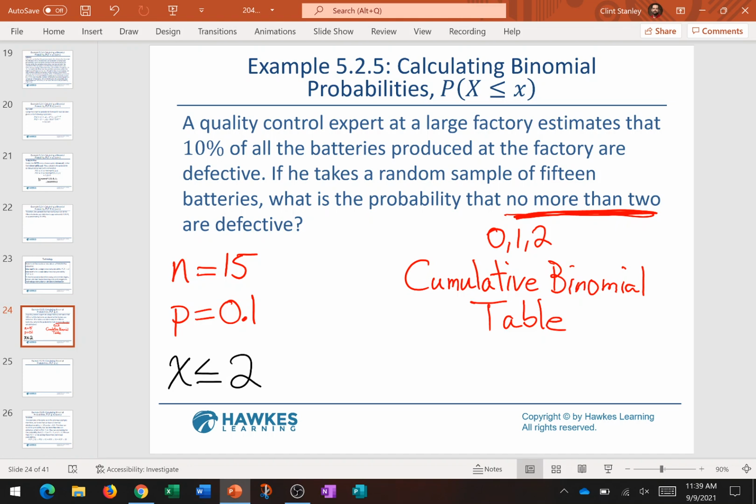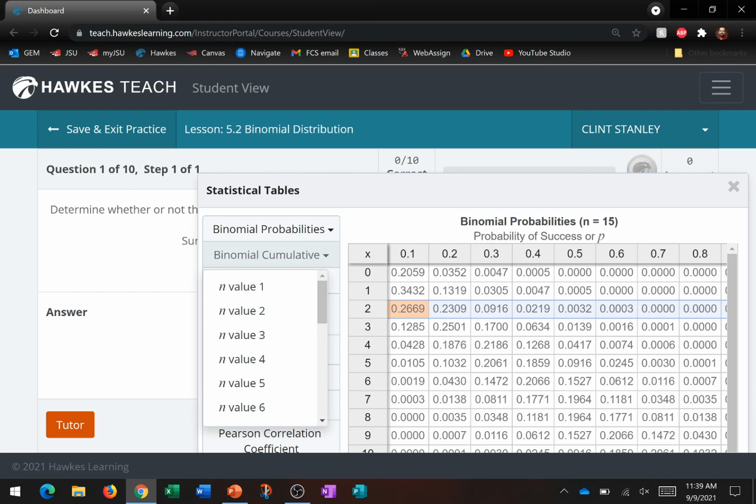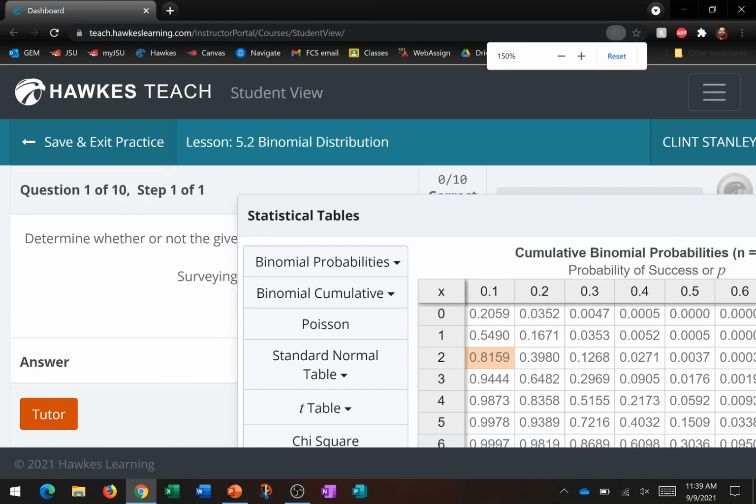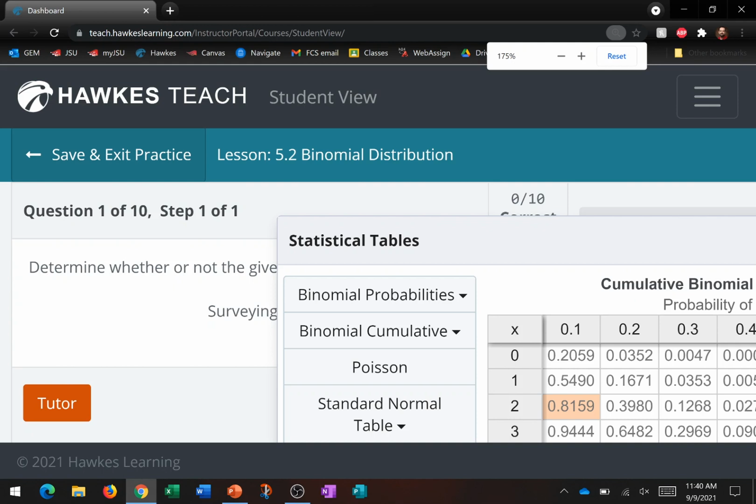So we're going to go to n of 15, p of 0.1, and we're going to look up 2, because that's going to give us 2, 1, and 0 added together. So cumulative binomial table, n of 15, p of 0.1. This time we're going to look at 2. And our probability there is 0.8159. You don't have to add anything. It's already added because we're in the cumulative table. So our total cumulative probability that we want is 0.8159.